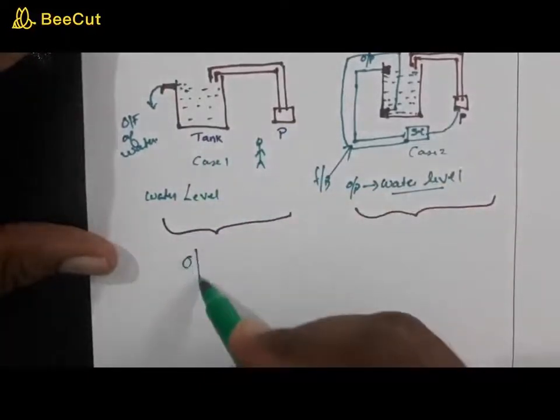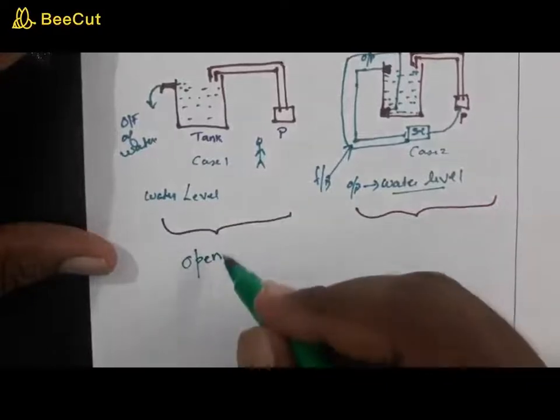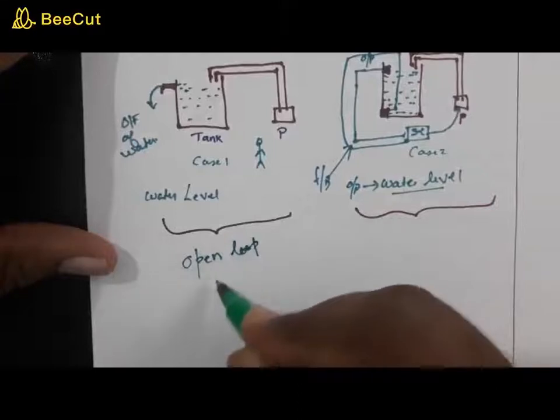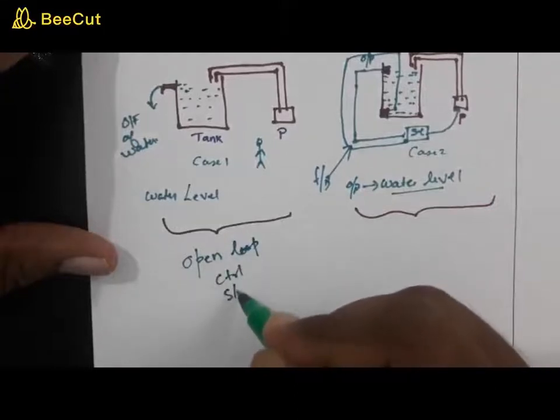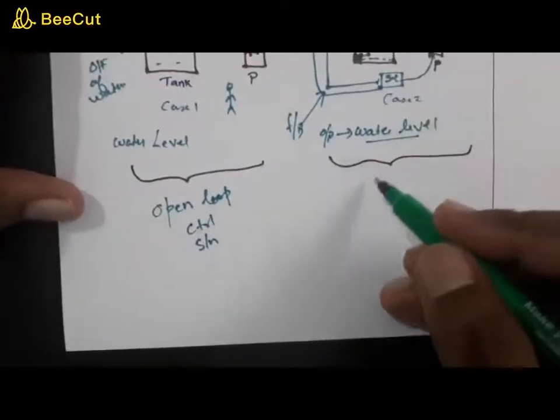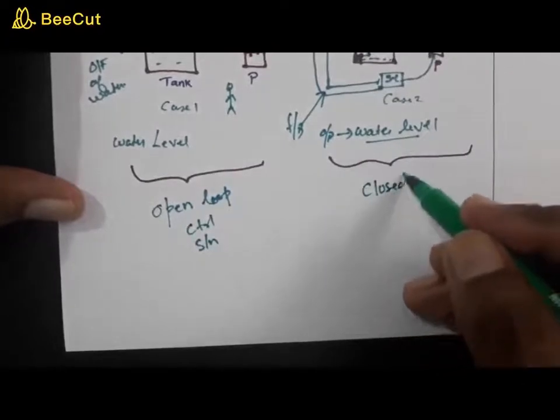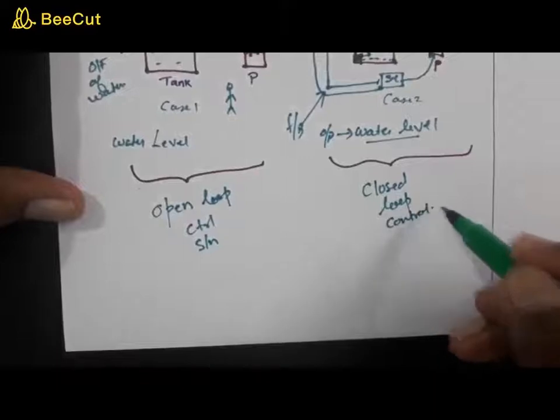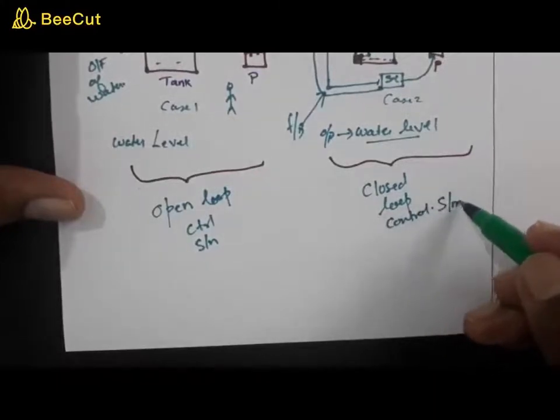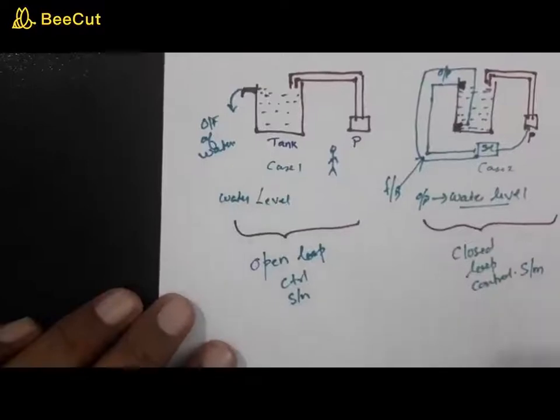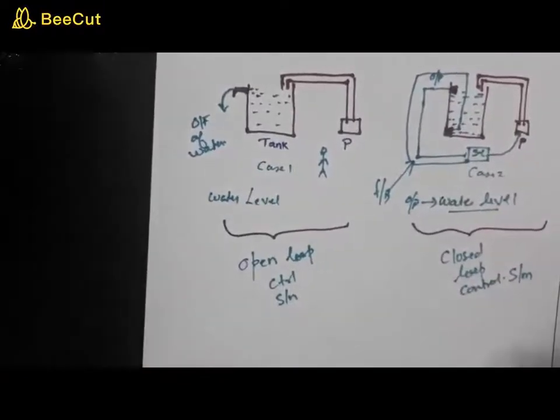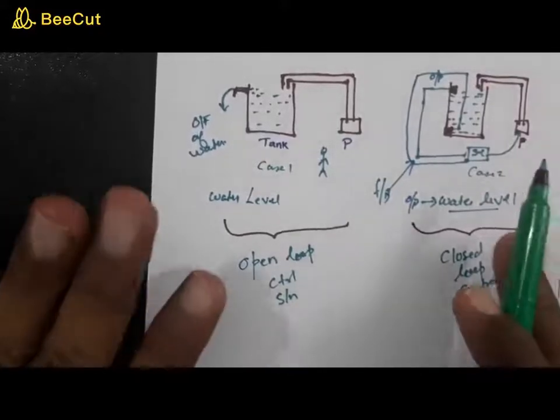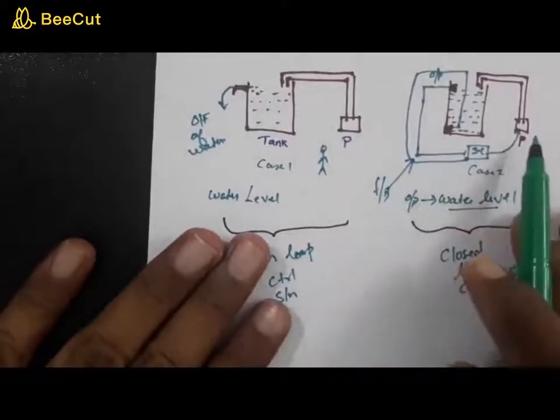So this system we call the open loop control system, while this one we call the closed loop control system. Okay, now we have seen the control action. What is the control action here? The control action is to turn off the pump.